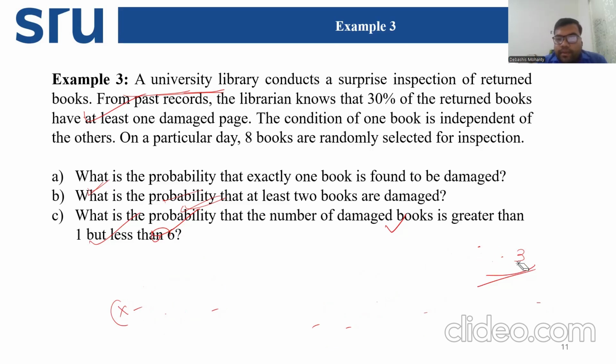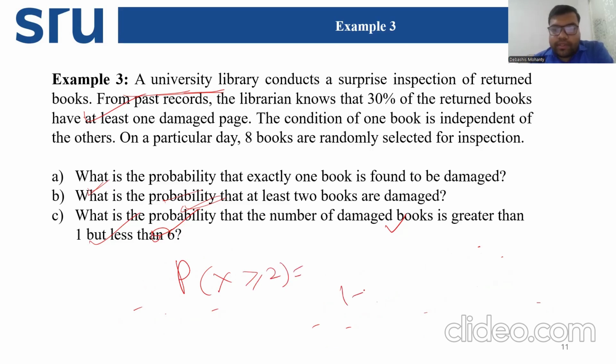I'm erasing the previous thing so that I can write the solution here. Okay, students. Here we have to calculate the probability of x greater than or equal to 2. That means 1 minus the probability of x equals 0 plus the probability of x equals 1.